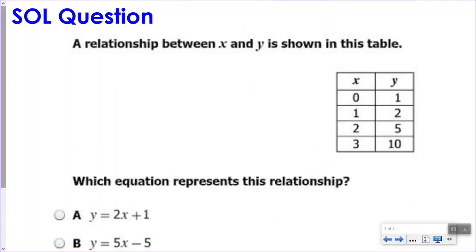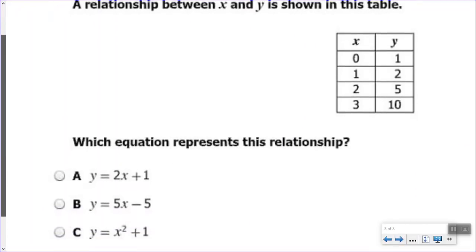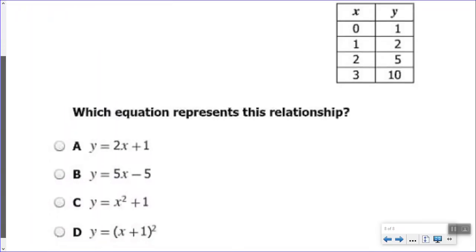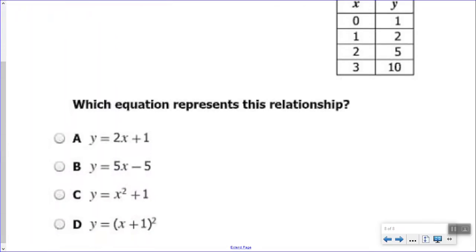Alright, the last question we have is very similar to the one that we just looked at. We have a relationship between x and y in the table, and we want to figure out which equation matches it. So go ahead, pause the video, and see if you can find the answer.